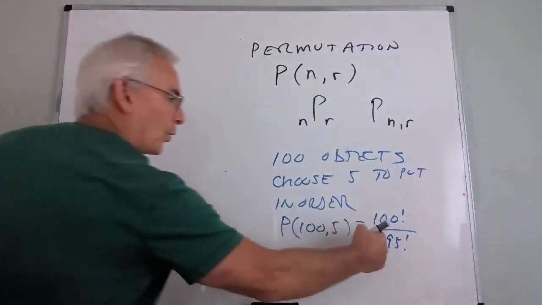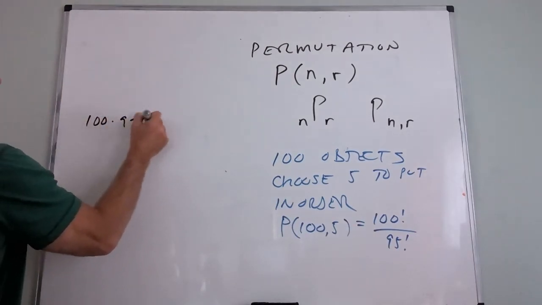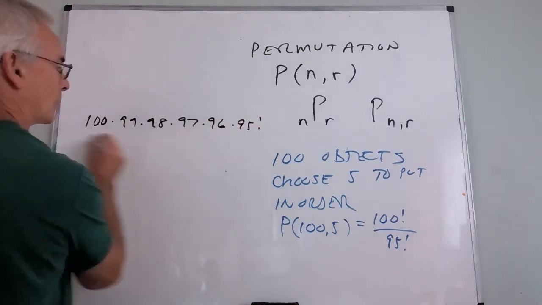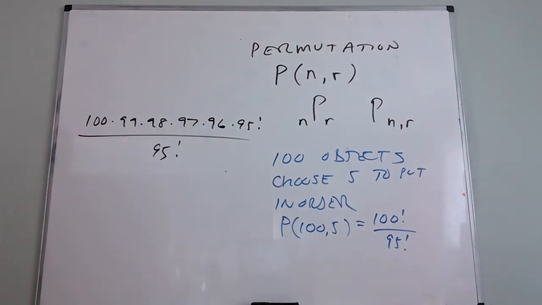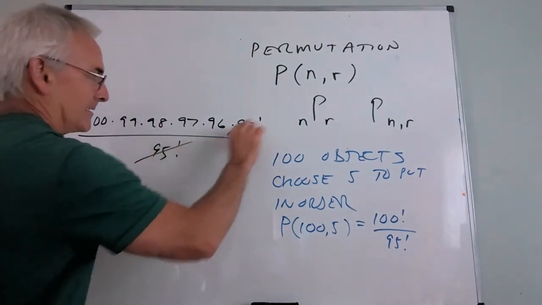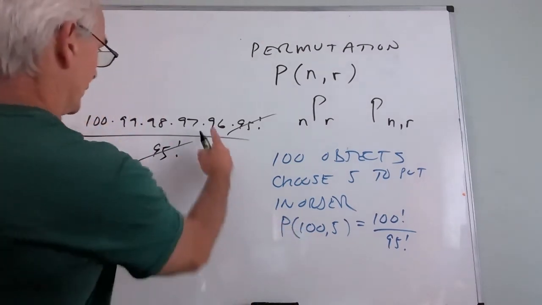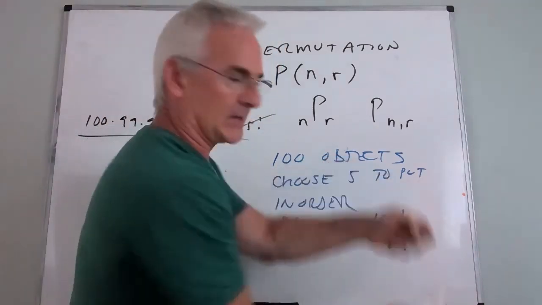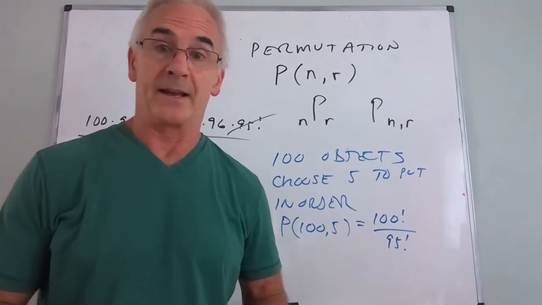So wouldn't we all do the following? Wouldn't we say 100 times 99 times 98 times 97 times 96 times 95 factorial over 95 factorial? Wouldn't we all do that naturally? When I enter these individually in my calculator, it exceeds the capacity of my calculator. So you don't want to enter factorials.